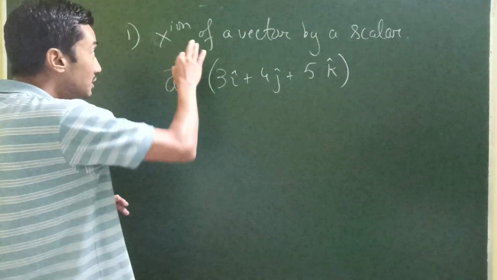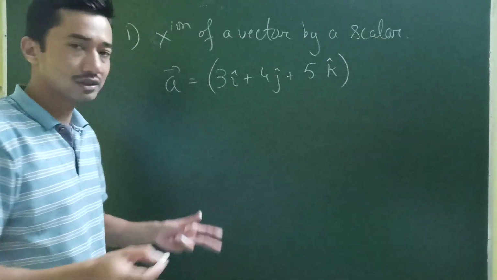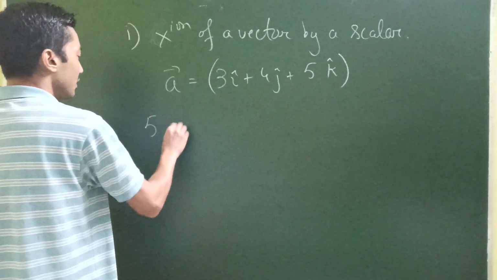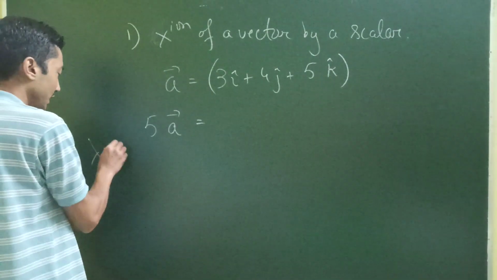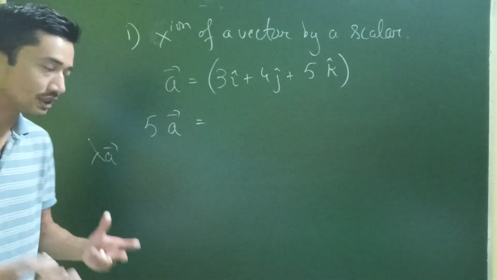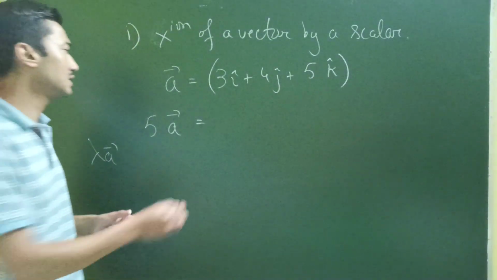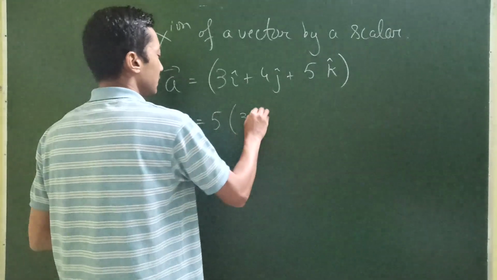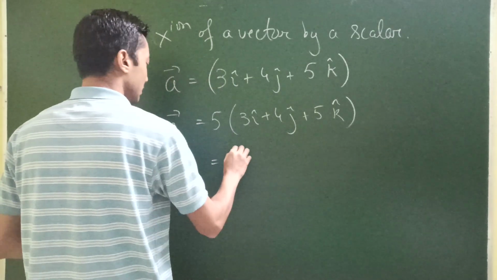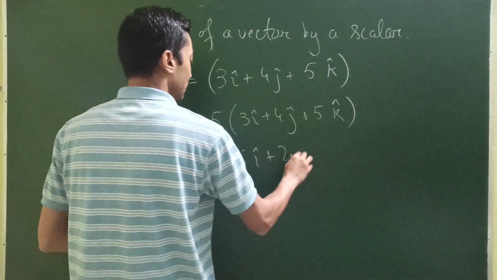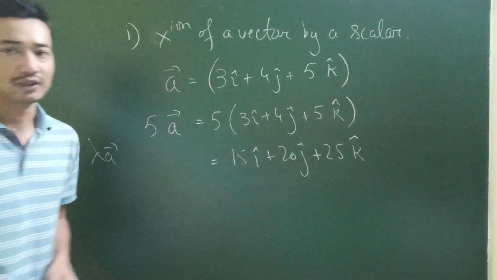Now I'll look at multiplication of a vector by a scalar. A scalar can be any constant quantity. So if I multiply this by 5a, where 5 is the scalar. In general, of course, we write lambda times vector a, where lambda is that constant quantity. Here I have assumed lambda to be 5. So in that case, it is simply 5 times this vector, 3i plus 4j plus 5k, and the result will be 15i plus 20j plus 25k, where k is the unit vector of the z-axis.